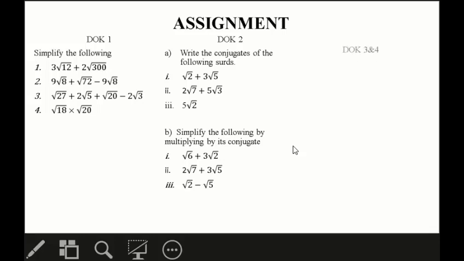Good. Then DOK level 3 and 4 questions. We have rationalize the following sets. So we have 4 over 7 root 3. We have root 3 over root 5 plus 2. Then we have root 3 plus root 2, all divided by root 2 minus 3 root 3.